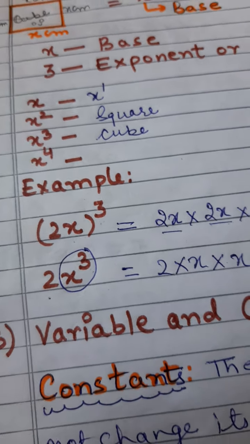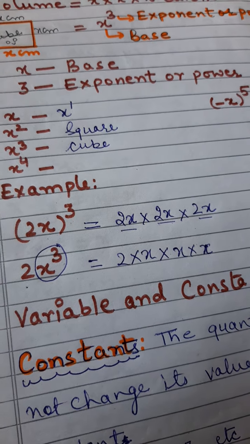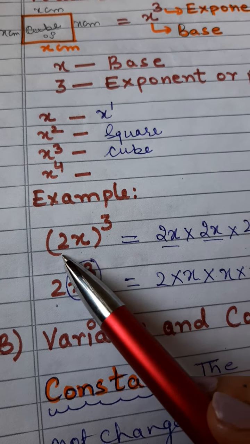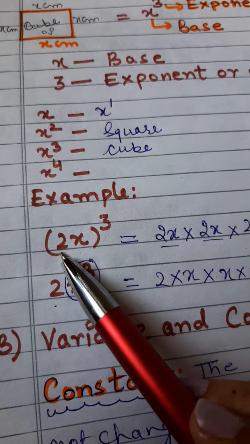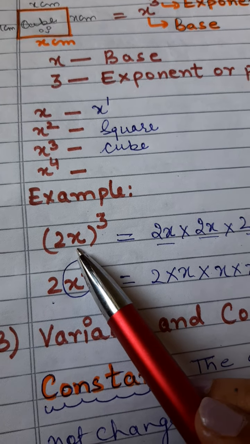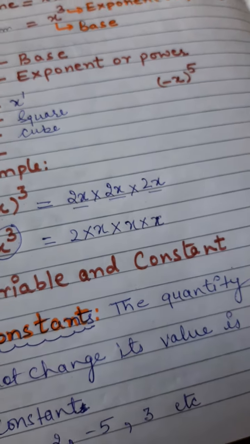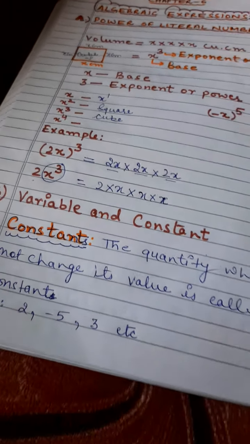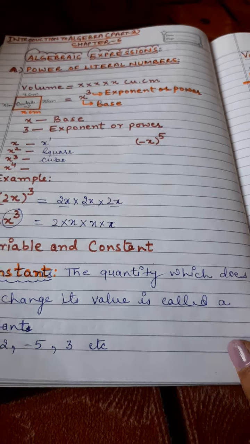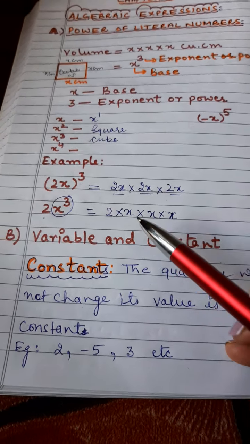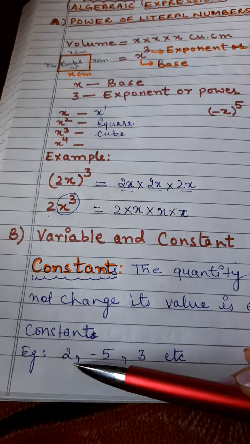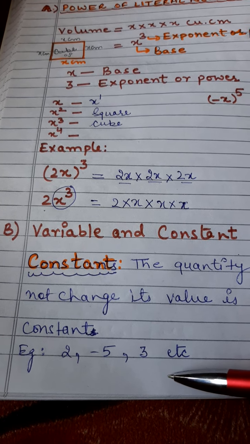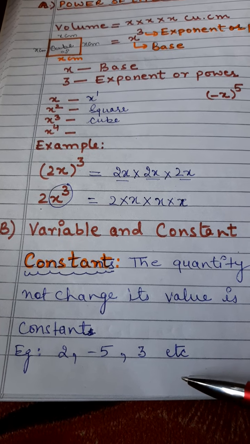Always remember this thing. Now the next topic is variable and constant. What are constants? If we take the example of the same question, here 2 is the constant and x is the variable. The quantity which does not change its value is called a constant, right? What does it mean? The constants are the numbers themselves. For example, 2, minus 5, 3, etc. The counting numbers, the numbers, all come under constants.